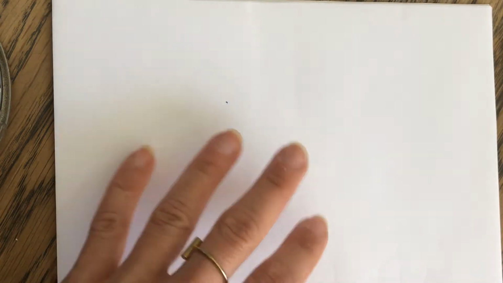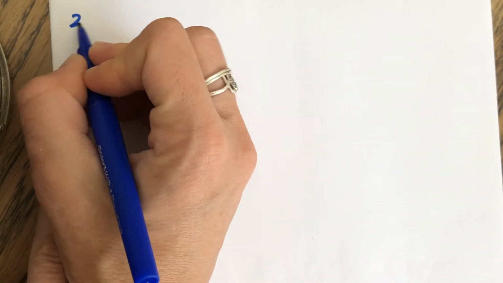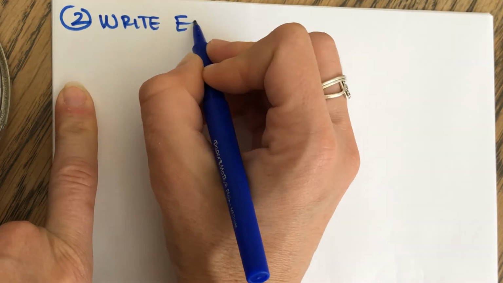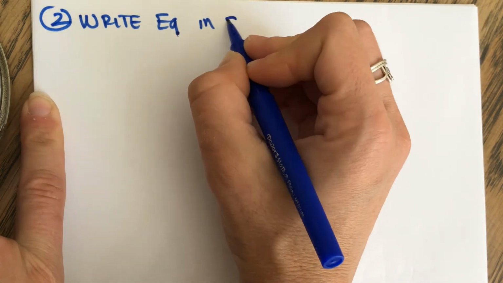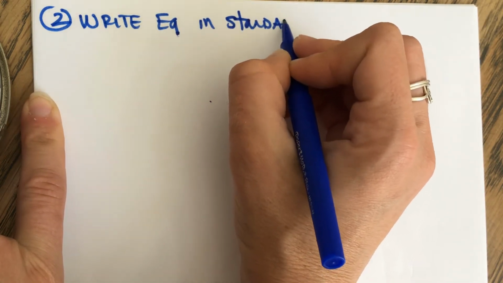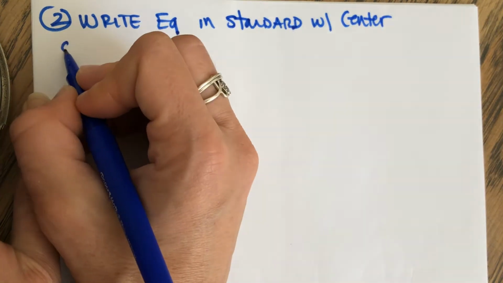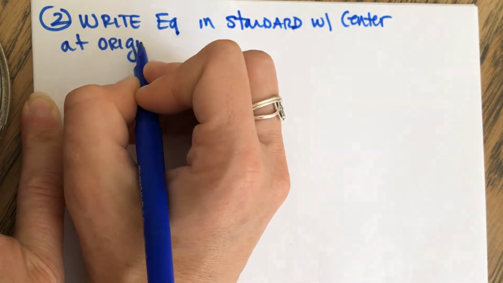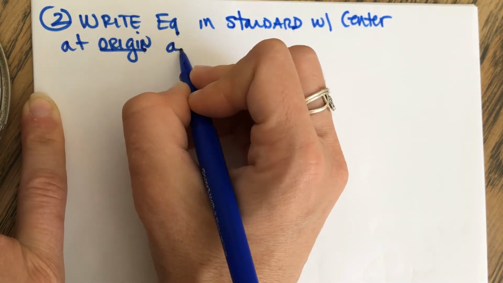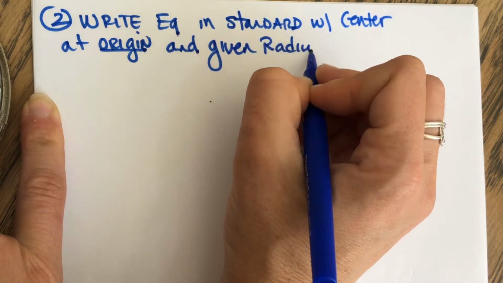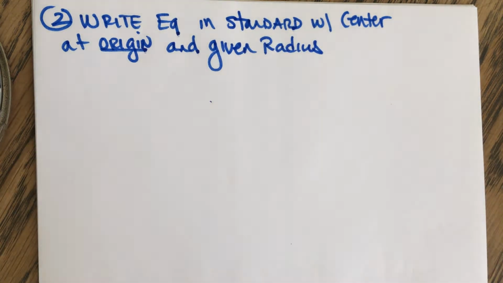Next, we're going to write the equation. So next question, kind of number 2. Now I'm going to say, write the equation in standard form, with center at the origin and a given radius. Okay? All right, so let's do a few of these and then we'll get on to our next type of question.